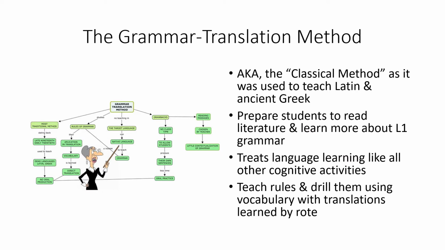So we know that the original method, and one of the ones that was very much in use in the early 20th century, was the classical method, or the grammar translation method. It had been developed to teach Latin and Greek, ancient languages, but it was really being used to teach modern languages as well. Grammar translation is very good for teaching students to read literature and to learn more about first language grammar. It treats language learning like any other cognitive activity, and the hallmark of it is that the rules of grammar are presented.